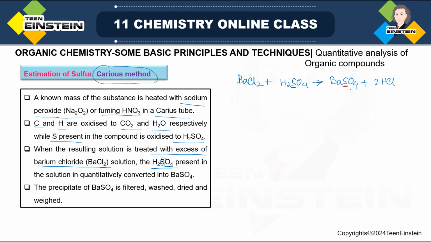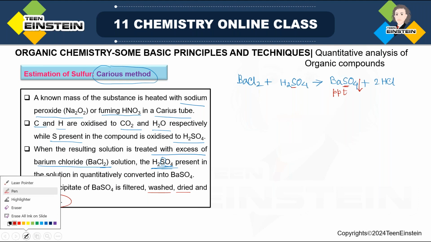Now this sulfur is present in the barium sulfate. Why are we doing this reaction? Because barium sulfate is insoluble in water, in the aqueous medium, so we will get it in the form of a precipitate. We can easily filter it, and after filtration we wash it, dry it, and finally take the weight of this BaSO4.